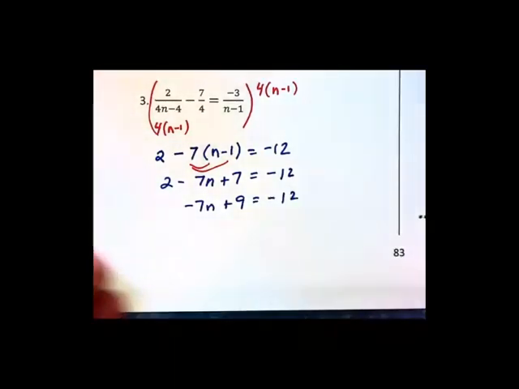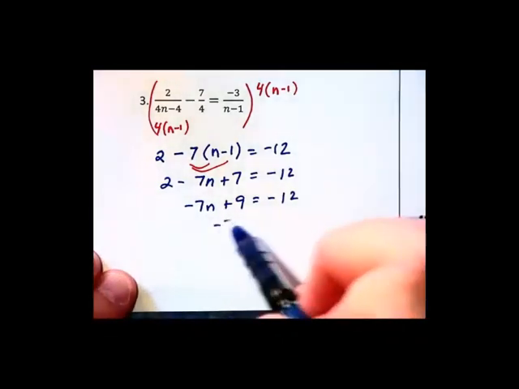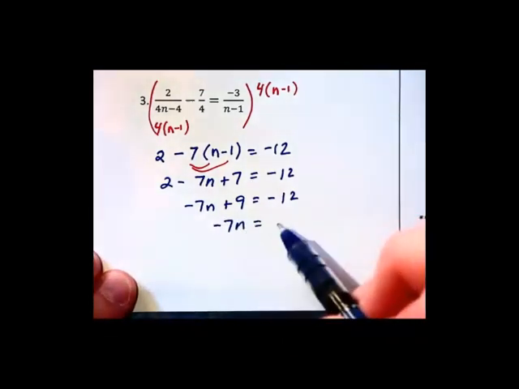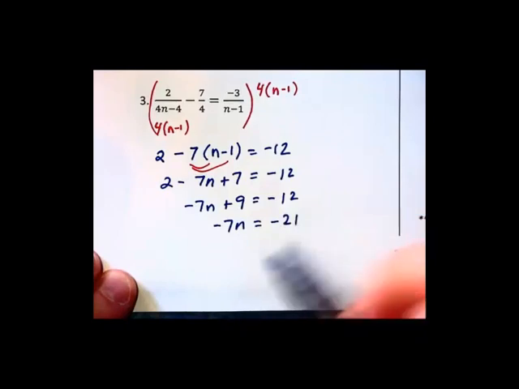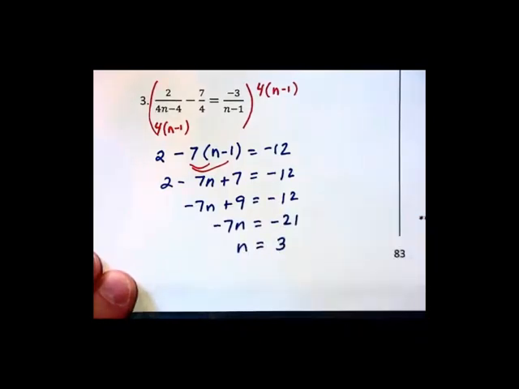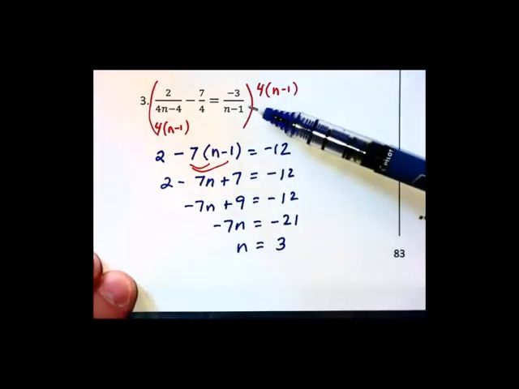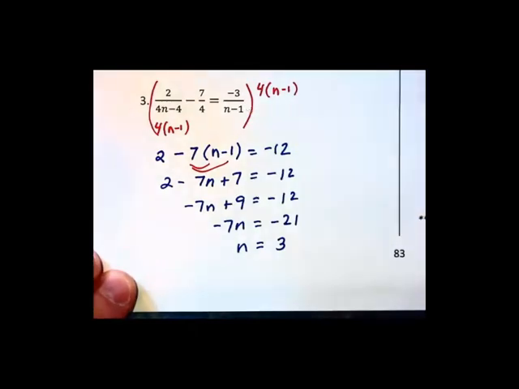Subtracting 9 on each side of the equation gives us negative 7n equals negative 21, and dividing by negative 7 gives us positive 3. 3 is an allowable value, not restricted in this problem, so it is our single solution.